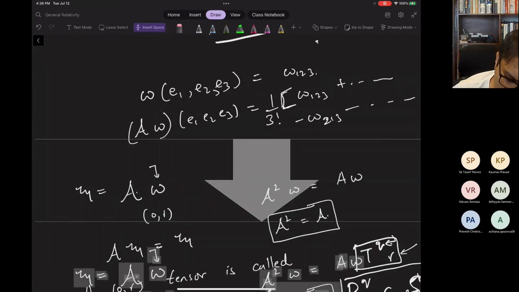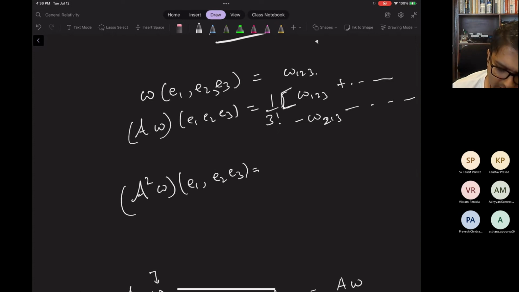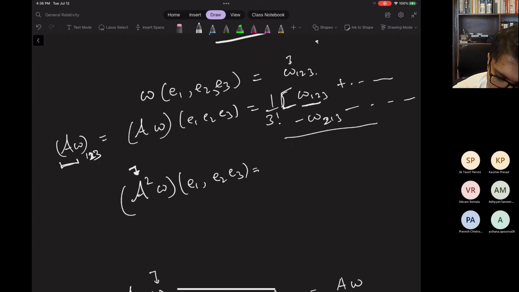And now we'll consider A square omega acting on E1, E2, E3. Imagine that I can do it term by term, because this anti-symmetrization operation is linear. What I've calculated here is the 1, 2, 3 component of A omega, which is related to the components of the original omega. Now if I'm calculating A square omega, I'm calculating the 1, 2, 3 component of this.